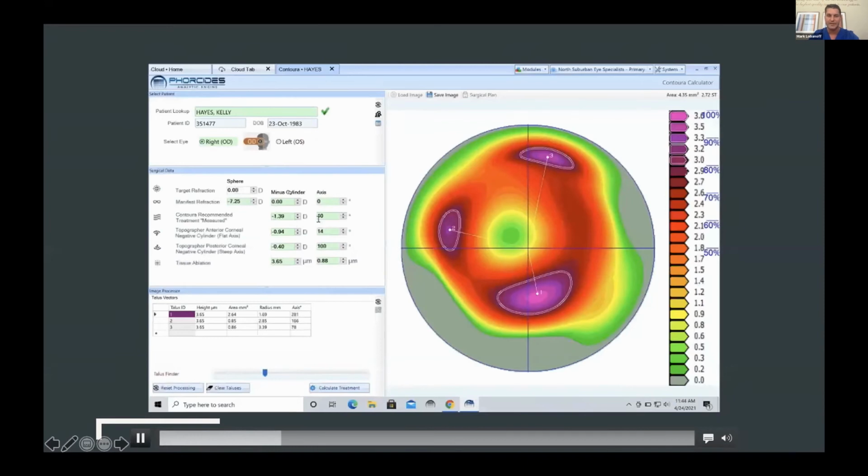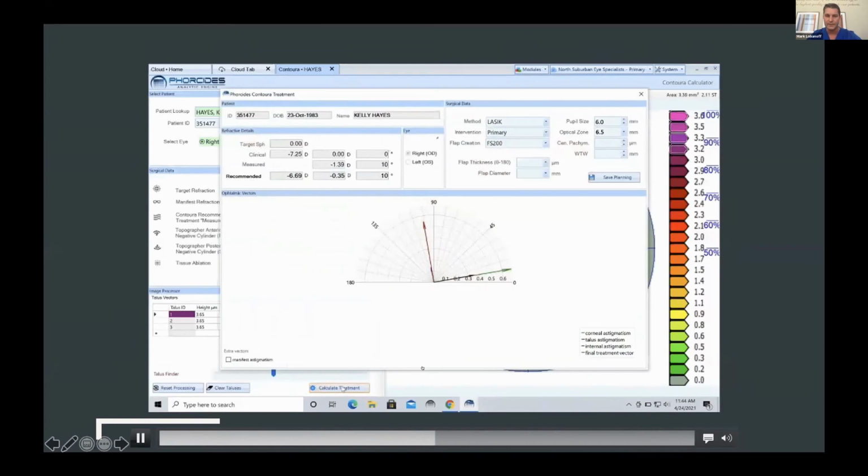The patient's manifest refraction is automatically pulled in. The Varios placido disc anterior corneal astigmatism is pulled in. The Pentacam data is pulled in for the anterior and posterior cornea. We can analyze the eye in less than 30 seconds. We get the correct sphere, which has been adjusted with a nomogram. We get the correct magnitude of astigmatism and the correct axis that should be treated.